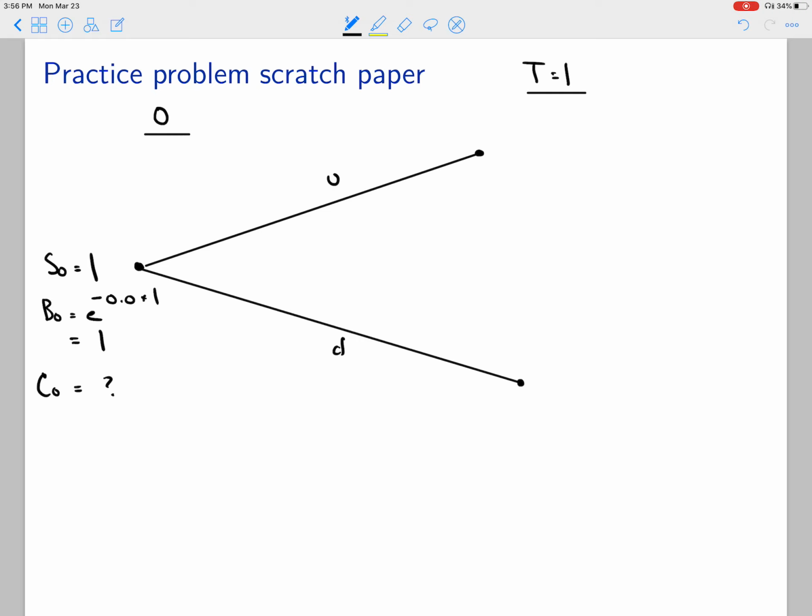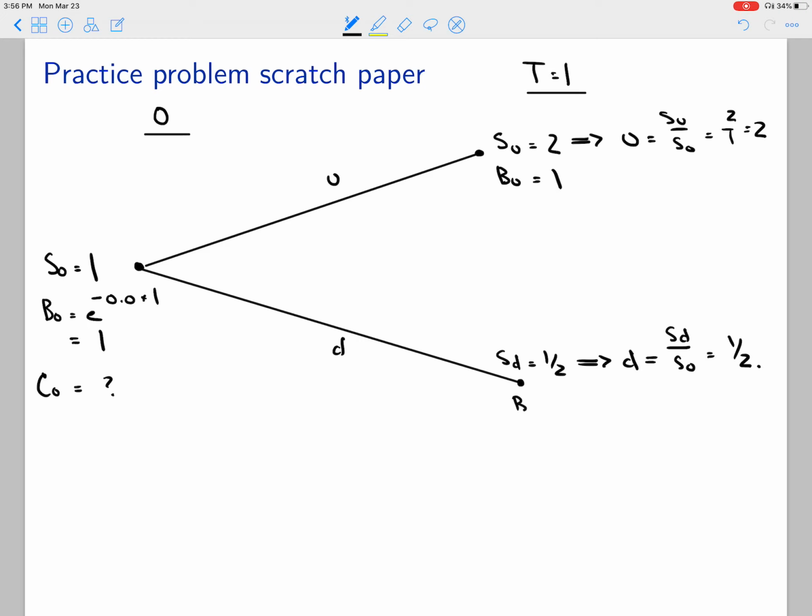The payoffs to the stock depend on the state of the world. In the upstate, the payoff is S sub U, equal to 2. This implies that the gross rate of return, U, is equal to S sub U over S0, which is 2 over 1, which is 2. In the down state, the stock's payoff is S sub D, equal to 1/2. This implies that the gross rate of return in the down state, S sub D over S0, is 1/2 over 1, which is just 1/2. The bond has payoffs that are constant in both states. In the up state, B sub U equals 1. In the down state, B sub D equals 1, and this is because it's risk-free.